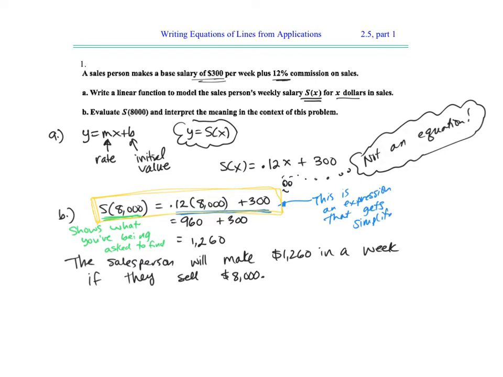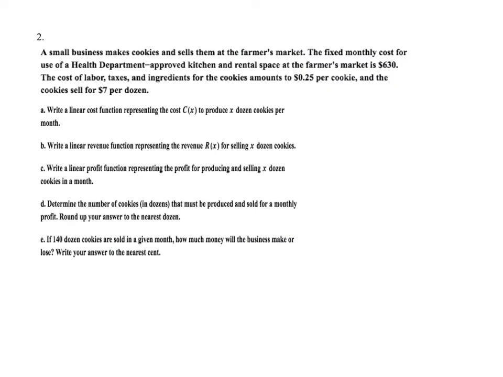And this S of 8,000 is read "S of 8,000," and that means evaluate your function, figure out the output when the input is 8,000. So that's function notation. Let's look at an example where we have cost and revenue.